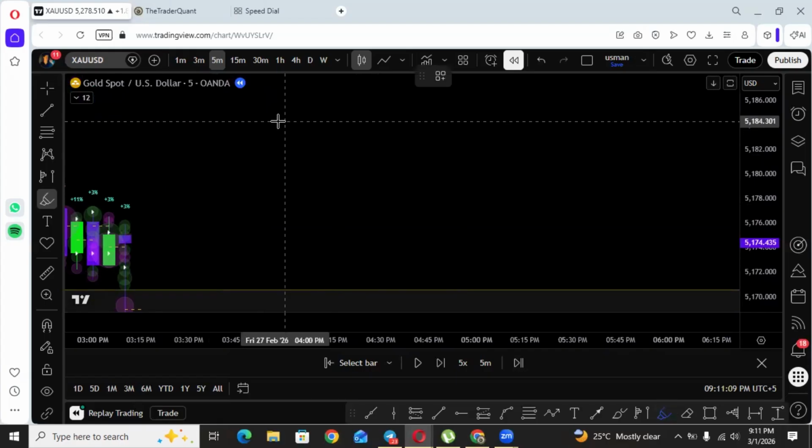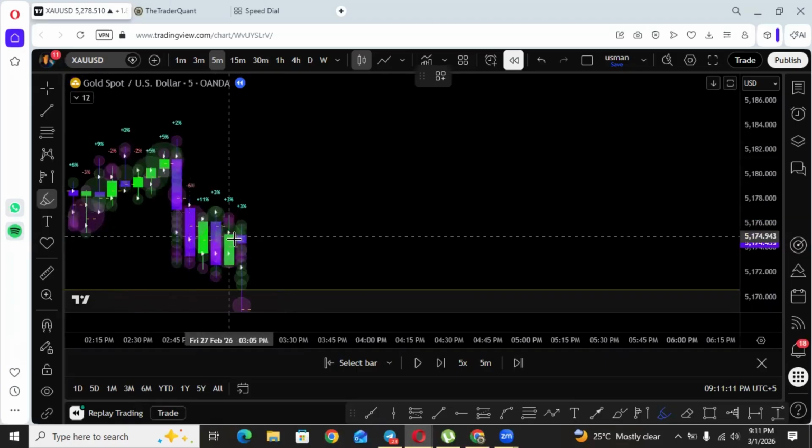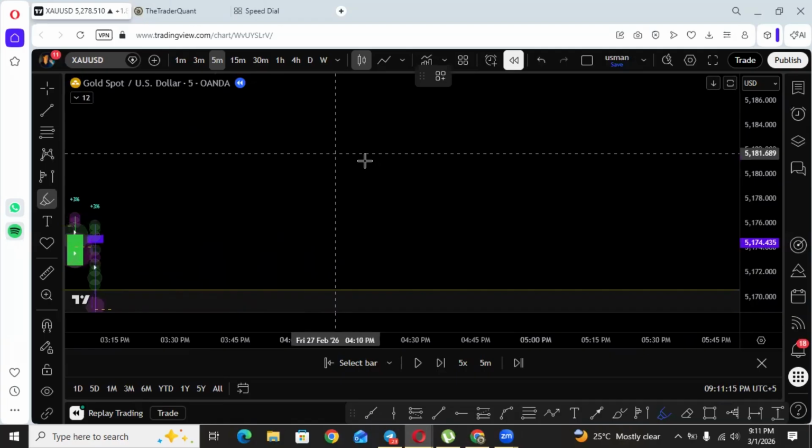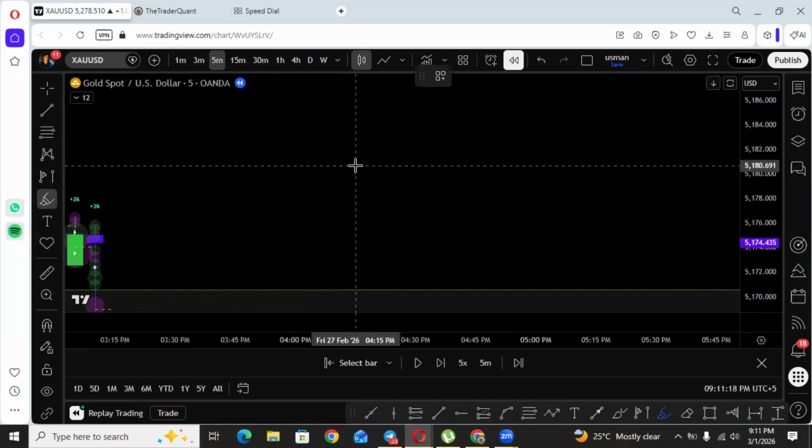I'm going to ask you guys what these bubbles represent. These represent the imbalance. So what is the imbalance and how does the imbalance form? Tell me if you guys have any clue what the imbalance is and how it forms, in easy wording.